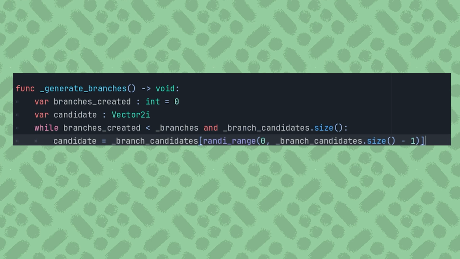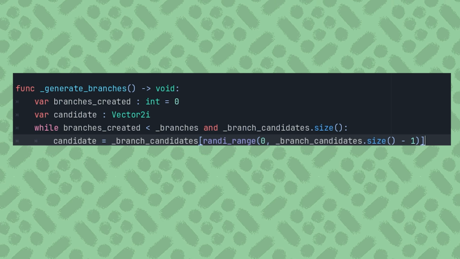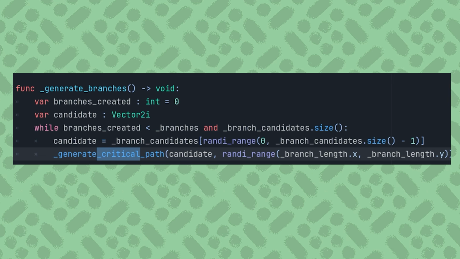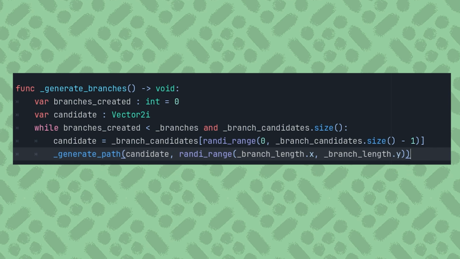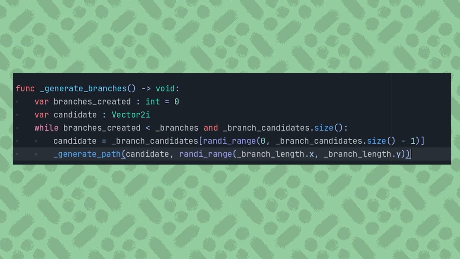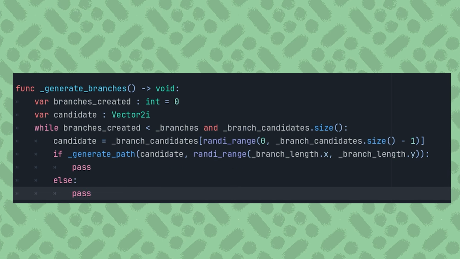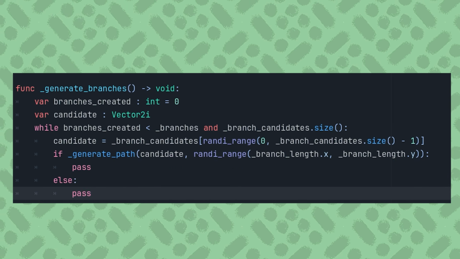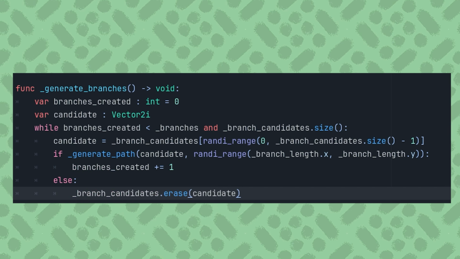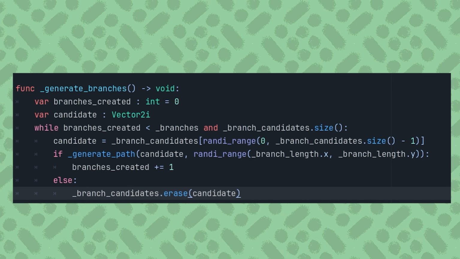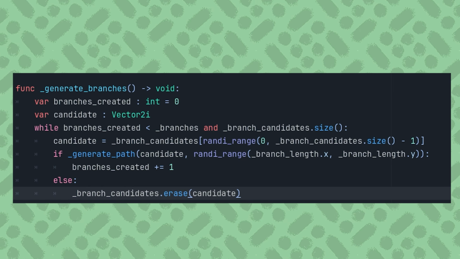First, selecting a branch candidate at random from the list, we need to generate another path of the desired length. But we've already written the algorithm that does this. The only difference is that we are starting from a different room. We can then react to the result of the generate path function's success or failure, either incrementing the number of branches created, or removing the candidate from the list of branch candidates.